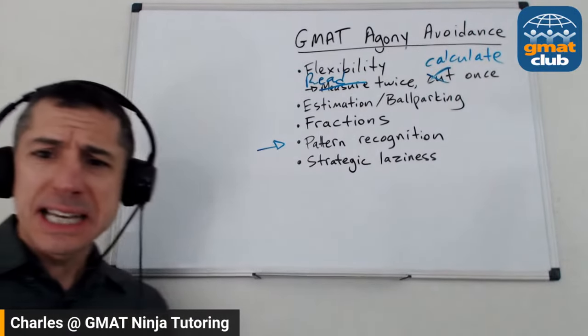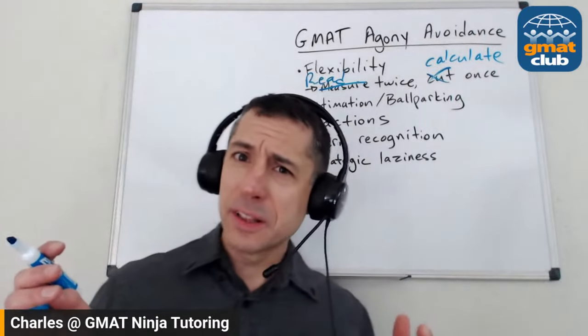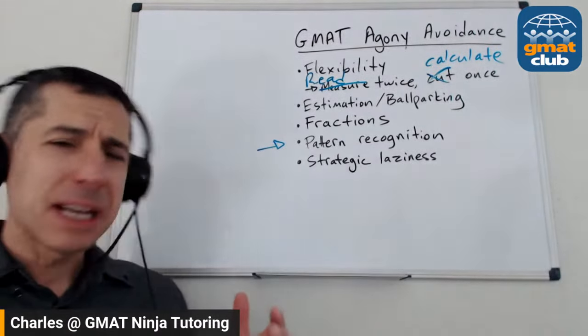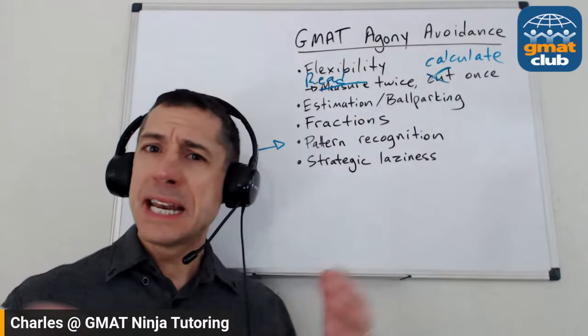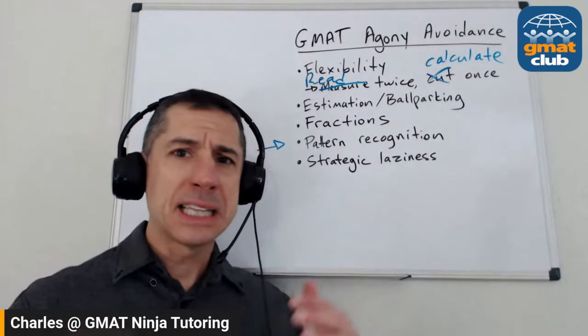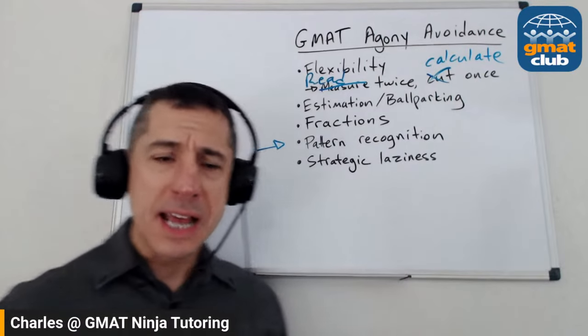Last thing, strategic laziness. It's a term a friend of mine in high school coined. Hey, I try to do the least work I can to get a B in my classes. I'm like, I like that. That's cool. That's how I want you to be on the GMAT. So no one's handing out awards for doing 20 lines of arithmetic, 10 lines of arithmetic, big numbers, long division. Those things are not your friend. I want you to be lazy.